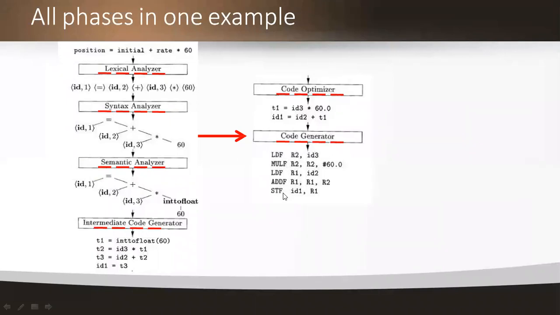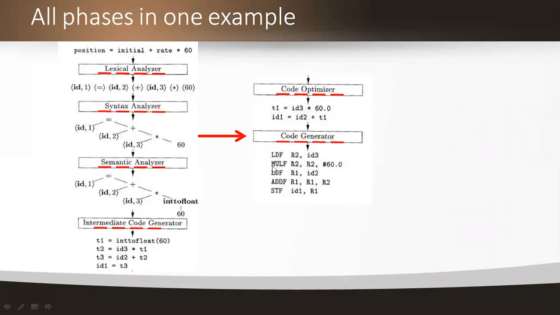LDF and STF are nothing but floating point data transfers. In the place of LDF, we can also use MOVF, MOV. MOVF in the sense we are moving this ID3, the token ID3, into a register R2. We are placing this ID3 into the R2 register. LDF is nothing but load data floating point. STF is nothing but store data floating point.